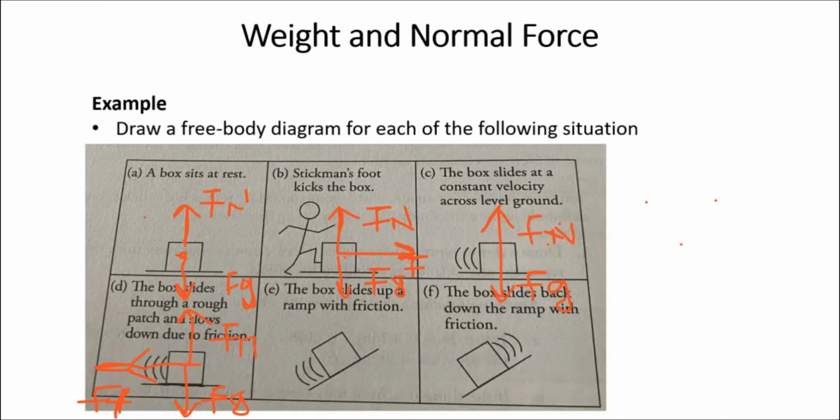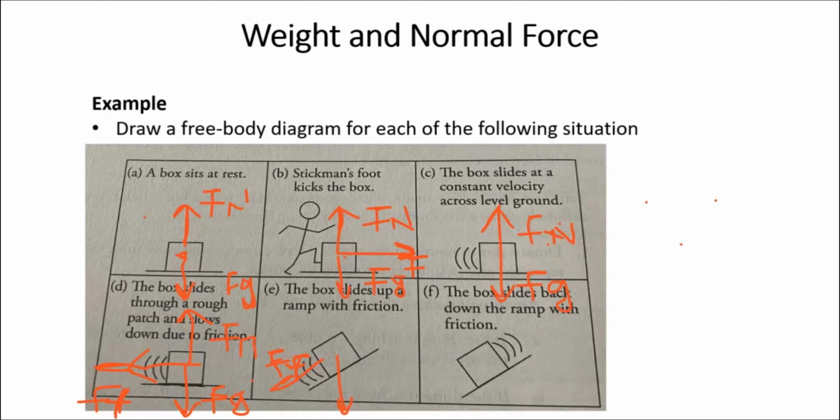the object in this other sign is slanted. The box slides up a ramp with friction. So in this case, the box is sliding up a ramp with friction. This sign shows the direction of the friction. Then, as I mentioned earlier, the force of gravity is always at the center of the object. So the force of gravity will still be here.